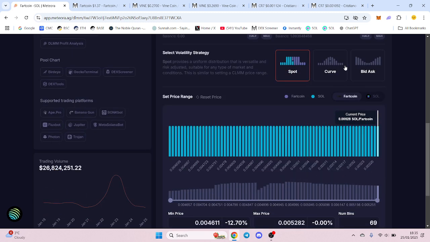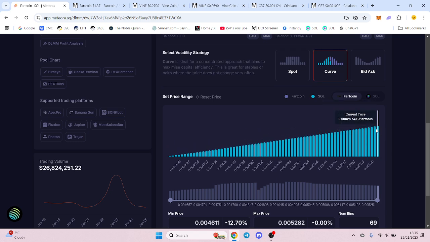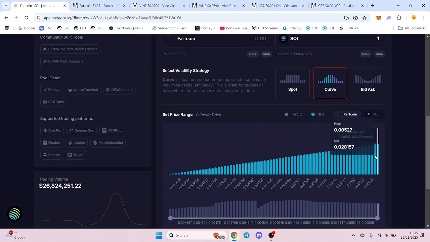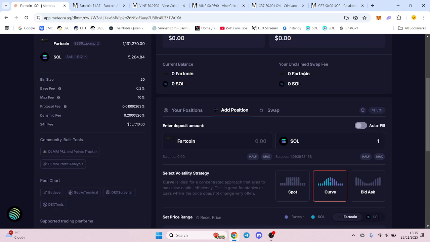And I'm getting a 12%. So I might do a curve, so most of it is concentrated around here. And then I'll just deposit it. Then hopefully once it runs down to here, we'll accrue fees and then it'll bounce back up, and we'll have one Solana again, but we'll have a lot of fees in Solana accrued there. So I hope this helped.